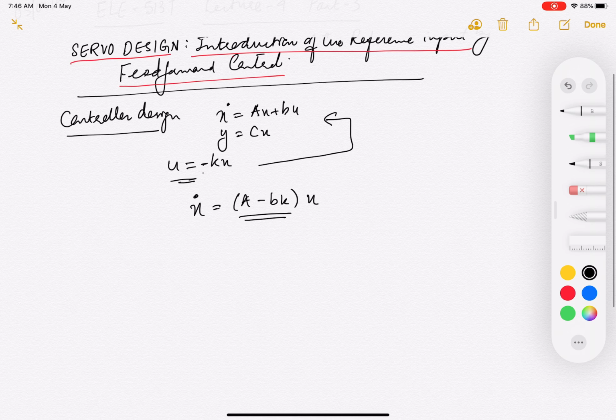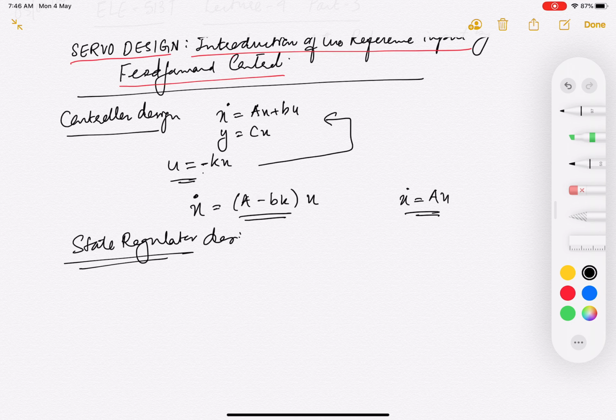Now I hope that you could see that this x dot is equal to (a minus bk)x, the resultant plant that we got, was not responding to any input term. It is basically responding only to initial conditions, because it is similar to the equation x dot is equal to ax, where there is no input term. So this is called the state regulator design, in which you are basically trying to ensure that your system is stable for any initial condition and all initial conditions decay to 0.